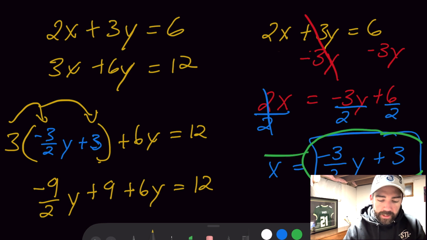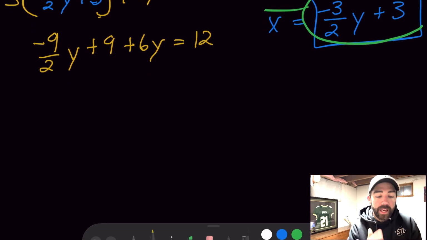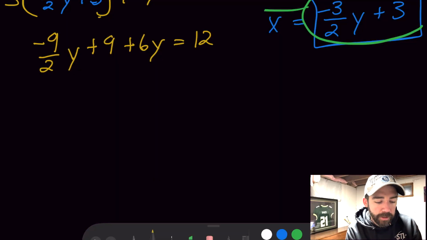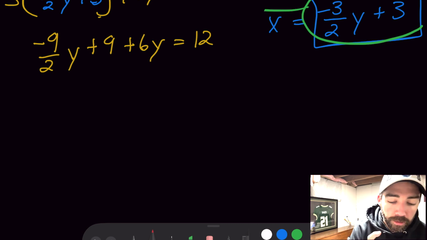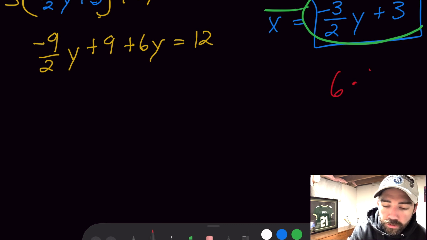Okay, fantastic. Now we solve for y. So we need to combine like terms, and we need to get rid of this 9. Let's combine like terms first. We have an issue, okay? I recognize it. We have negative 9 over 2 y and 6y. But here's a great way to solve this issue. If we could get this to be over 2, then we can add them together, right? To get 6 over 2, what we do is multiply 6 times 2 over 2.